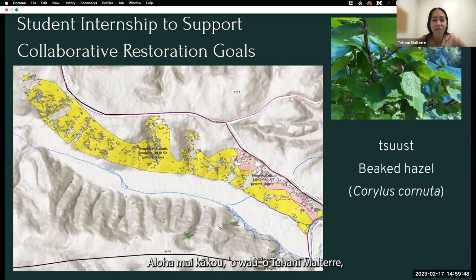Aloha, my name is Tahani Maltair. I'm from Mauna Lua on the island of Oahu in Hawaii.